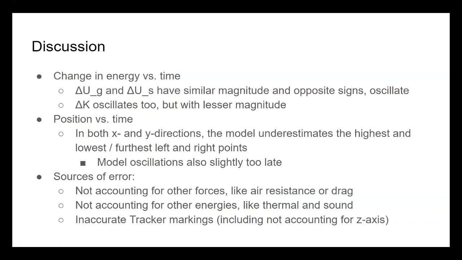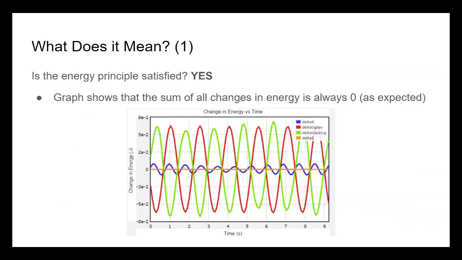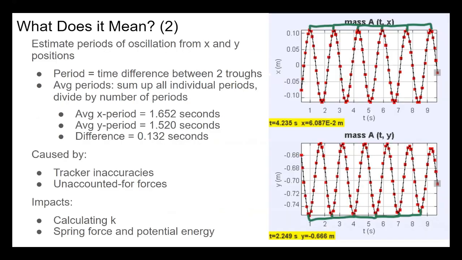Just some quick sources of error. We don't account for other forces like air resistance and drag, as well as other energies like thermal and sound energies that could play a part, and our tracker measurements could just be inaccurate. So what does it mean? Is the energy principle satisfied? Yes, it is. Everything adds up to zero as it should, and so our energy principle is conserved here.